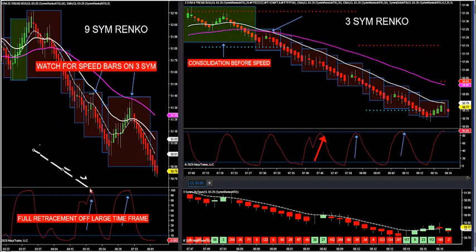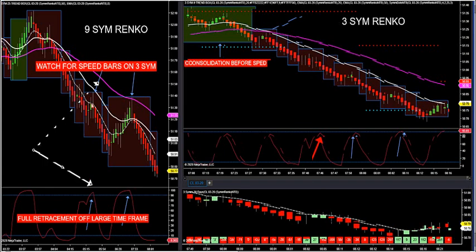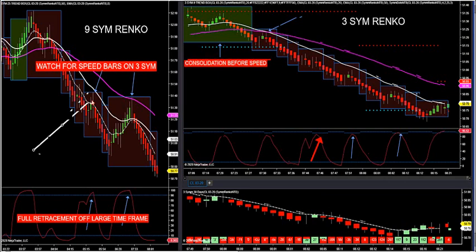Because we see time and time again that it can get above 90%, but it can keep going up. Stochastics can be overbought or oversold. A full retracement bars can be overbought or oversold for a long, long time. So what we have to do as traders is make sure that we have speed in the market. So if we're entering the trade, we want a high probability setup on our side.